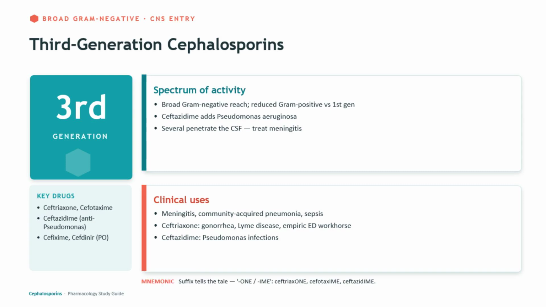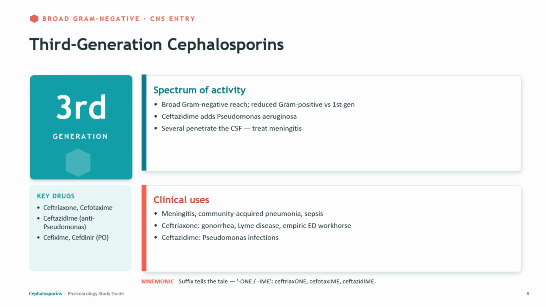The third generation is where gram-negative coverage really opens up. You get broad gram-negative reach, though with somewhat reduced gram-positive activity compared with the first generation. Ceftazidime is the standout because it adds Pseudomonas aeruginosa, and critically, several of these drugs penetrate the cerebrospinal fluid, so we use them to treat meningitis. The key drugs are ceftriaxone and cefotaxime, ceftazidime for Pseudomonas, and the oral agents cefixime and cefdinir.